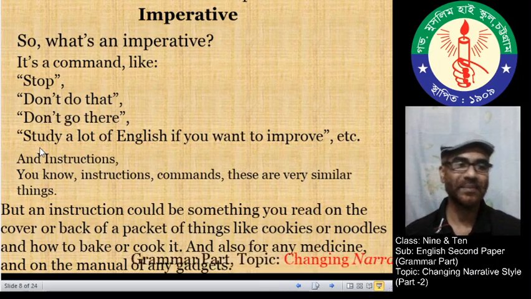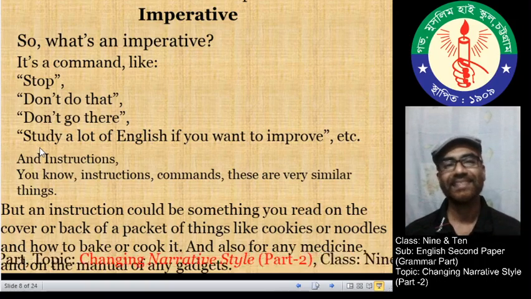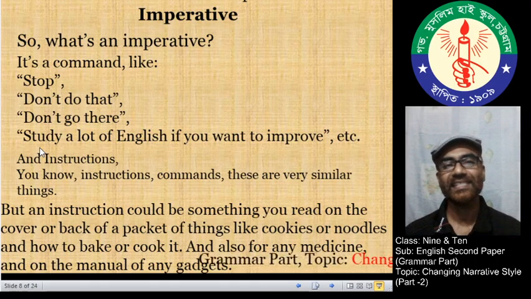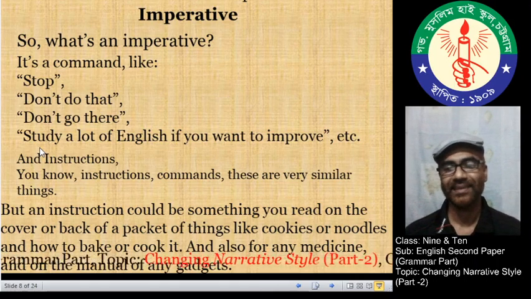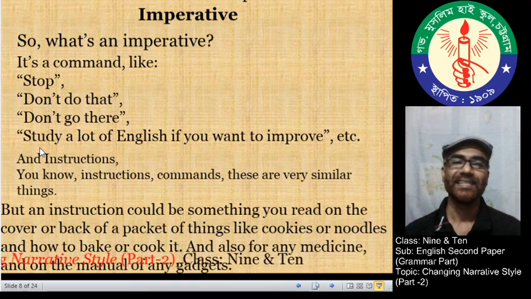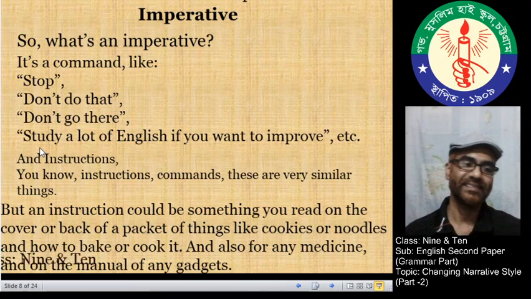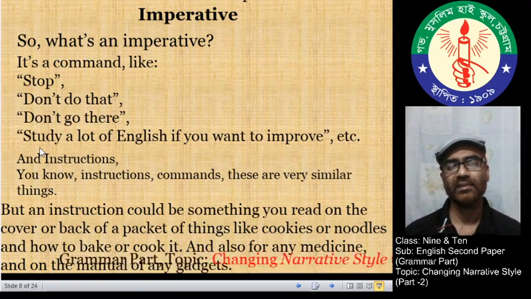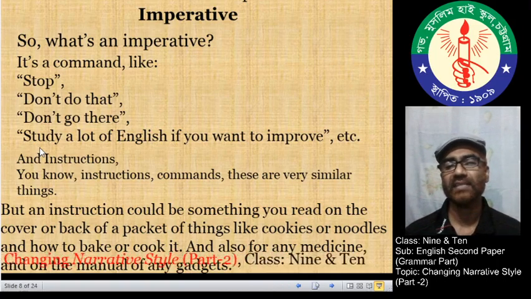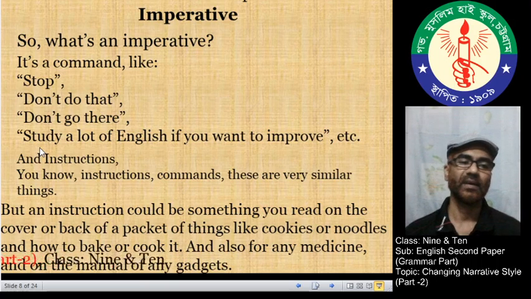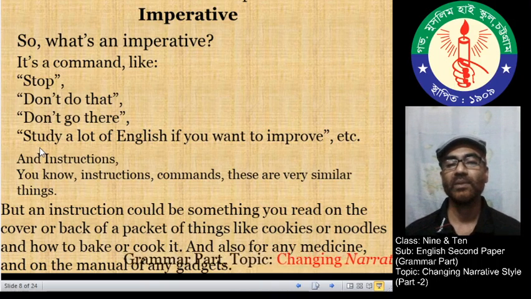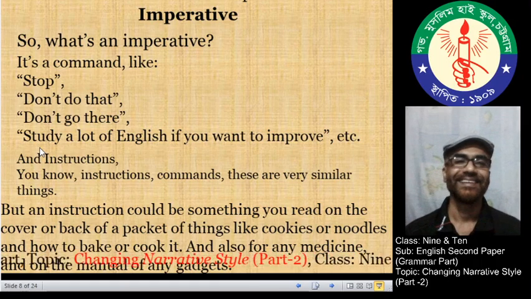What is an imperative? It's a command like stop, don't do that, don't go there, study a lot of English if you want to improve, etc. Instructions and commands are very similar things. But an instruction could be something you read on the cover or back of a packet of cookies or noodles, on how to bake or cook it, and also for any medicine and on the manual of any gadgets.